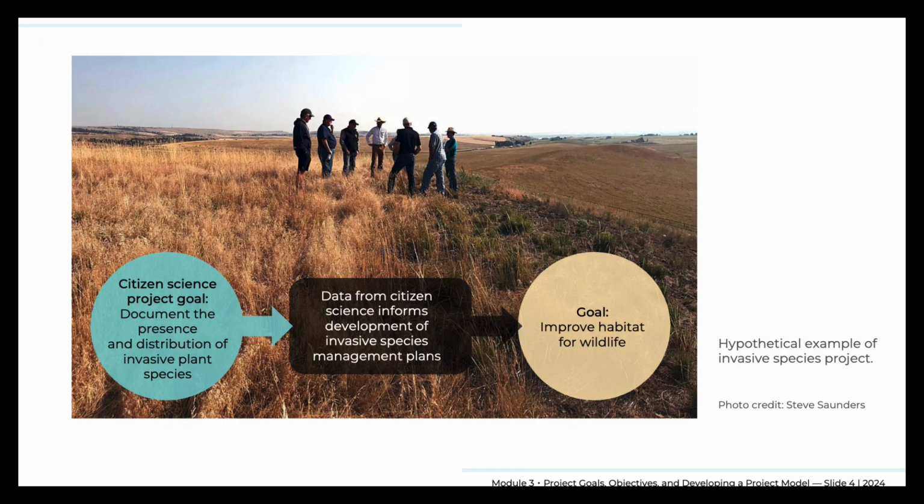Goals articulate what you want your project to accomplish. Citizen science practitioners tend to think of project goals in three main categories: goals for science, goals for management and policy, and goals for public science literacy. A project can meet goals in all three categories if it is carefully designed to do so.